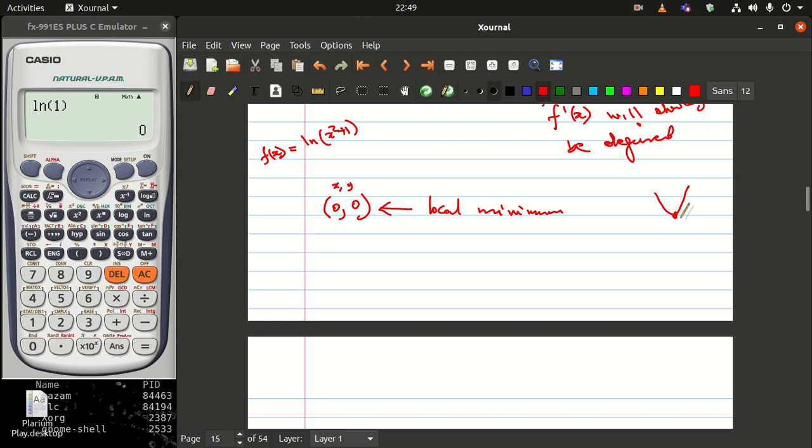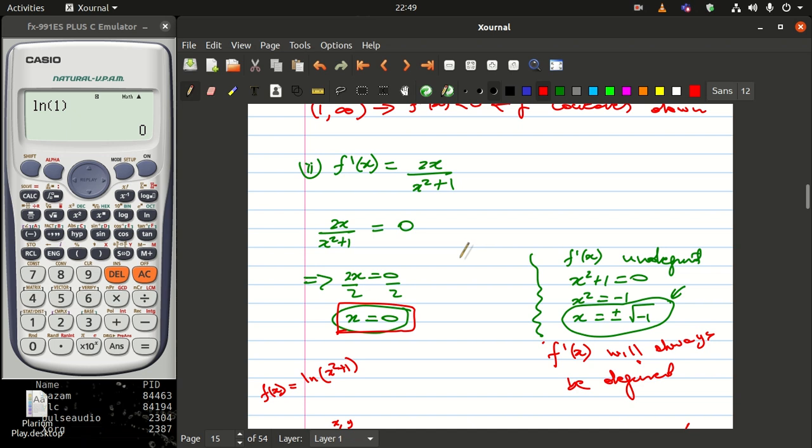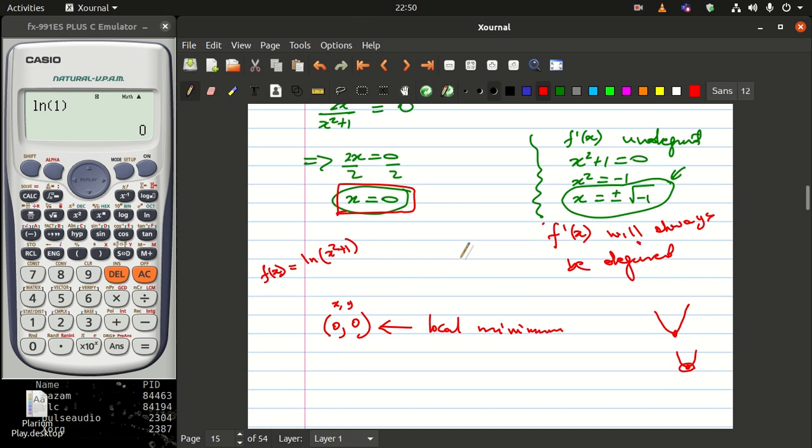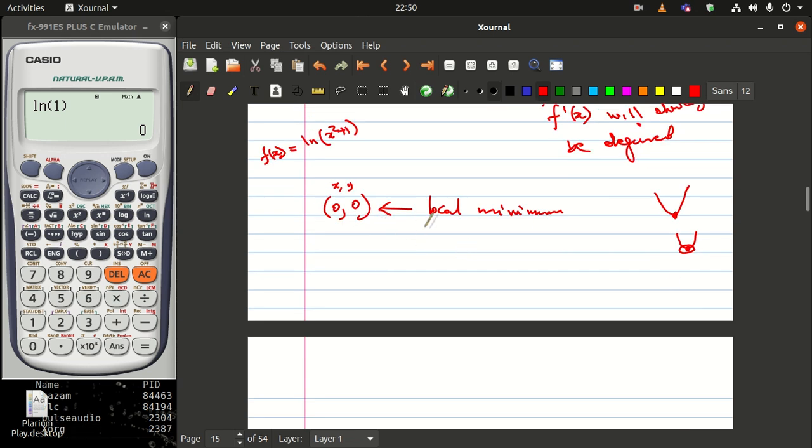Why are we having a local minimum? Because concave up is like this. So this point here is actually the smallest available. That is how you use the second derivative test to classify a critical point.